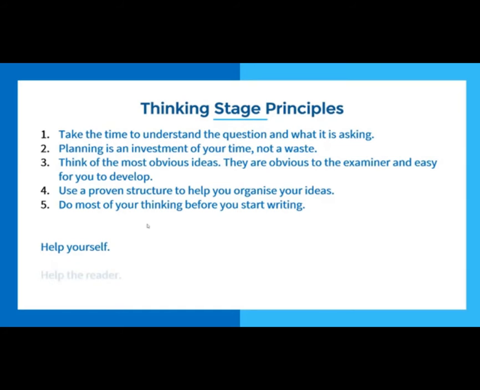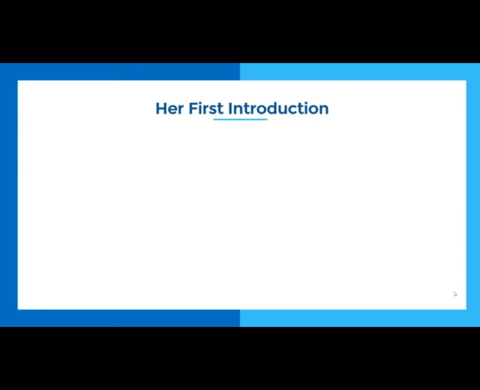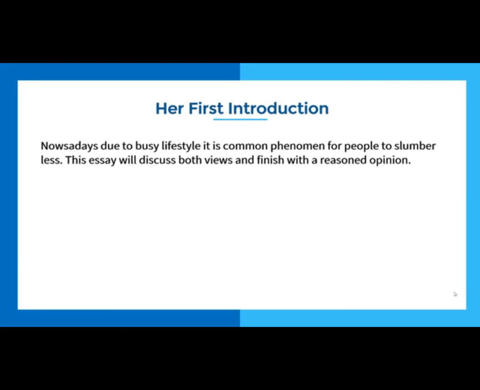And help yourself and help the reader. So help yourself write a good essay and help the reader understand what you have done and understand that you have the ability to write a good essay. These five principles just help you and they help the reader. And if you do those things, then you're well on your way to writing a very, very effective essay. So let's have a look at her first introduction where she didn't follow any of these principles, and let's have a look at what she did.